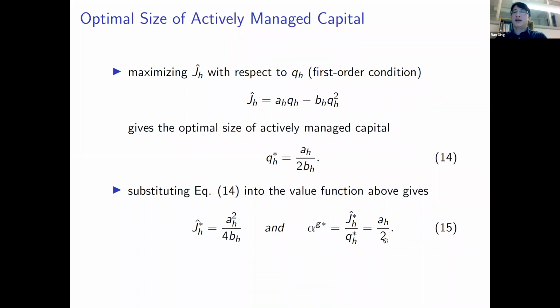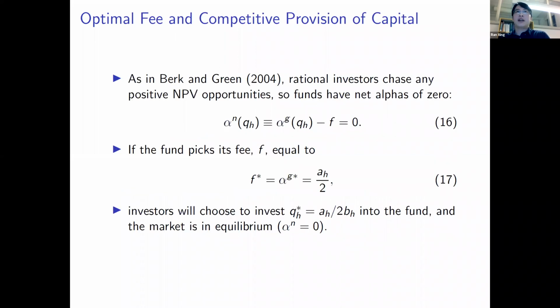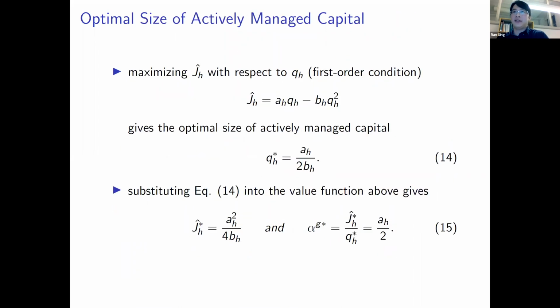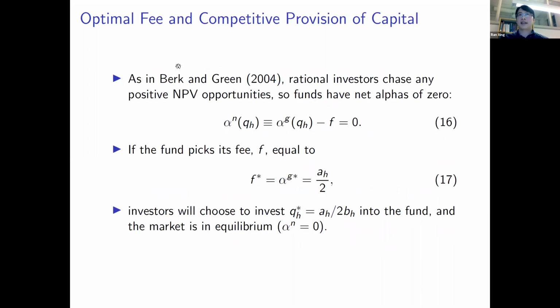After solving the active part, there's one thing I forgot to mention. Just like in Berk and Green, the fund cannot directly choose its size, that's QH star. In Berk and Green, the fund can choose the fund size indirectly by choosing the optimal fee. In Berk and Green, they assume rational investors chase any positive net present value opportunities. So funds have a net alpha of 0. That means the gross alpha should equal the fee, giving a 0 net alpha.